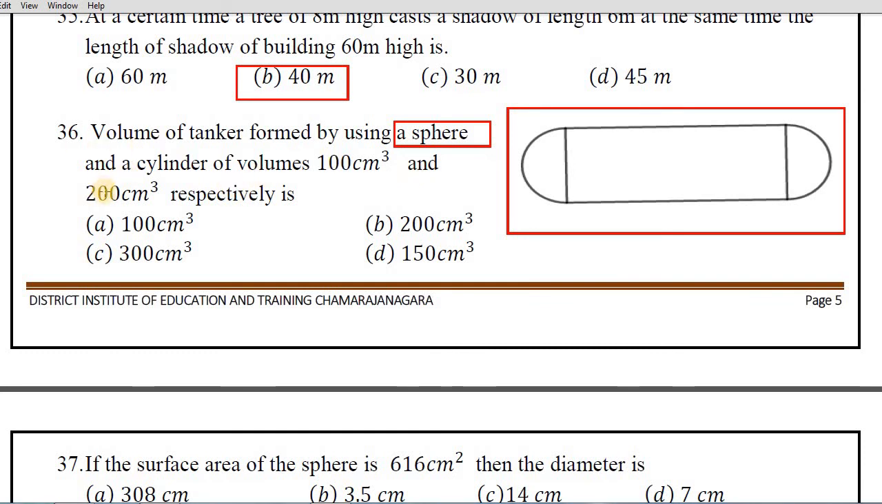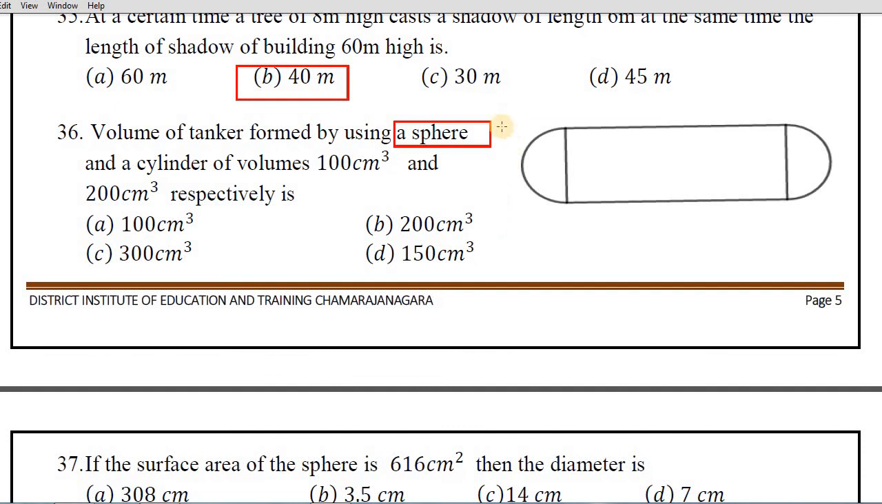See, I read the question one more time, children. The volume of a tanker formed by using a sphere and a cylinder of volumes 100 centimeter cube and 200 centimeter cube. So 100 centimeter cube is the volume of a sphere and 200 centimeter cube is the volume of a cylinder. Now why do they use the word sphere? Look at the figure properly. Here there is a hemisphere and here there is another hemisphere. If you put two hemispheres of the same radii together, will you get a sphere? Hence they use the word sphere here.